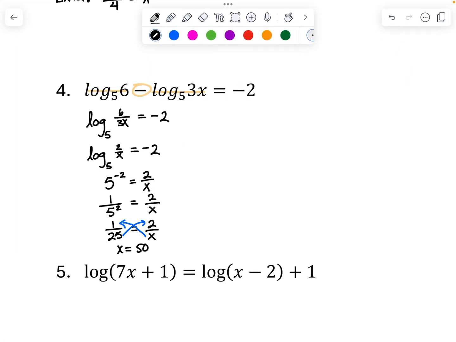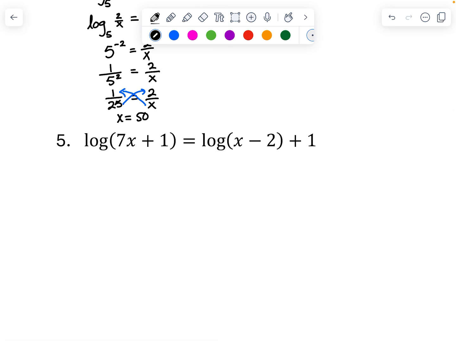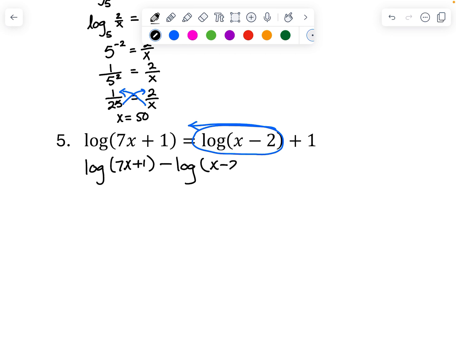We're not going to check every one of them just because it takes too long. Okay. On this one, I notice I have a couple logarithms, but they both need to be on the same side of the equal sign. So the first thing I'm going to do is take this and move it over here. So that's going to give me logarithm of an argument 7x plus 1 minus a logarithm of an argument of x minus 2 is equal to 1.